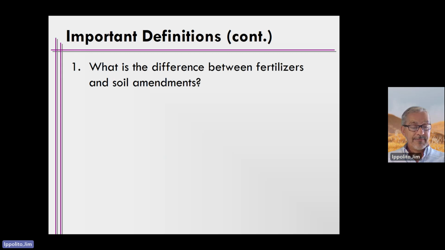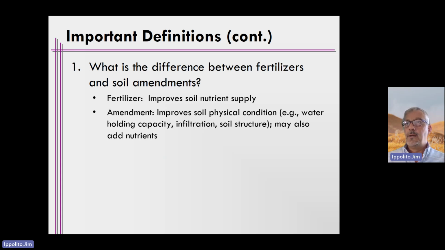So the next question is, what's the difference between a fertilizer and a soil amendment? They're distinct, okay? Many of you likely have used fertilizers and many of you likely have used amendments. A fertilizer simply improves soil nutrient availability, or the ability to supply nutrients to a plant. An amendment is much more than that. An amendment certainly improves soil physical conditions, such as soil-water relationships, holding capacity, infiltration of water, maybe soil structure, and it may also add nutrients, right? Sometimes amendments don't, or they add them at very low concentrations, and sometimes they do.